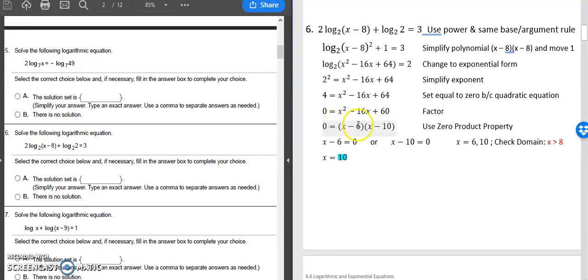We'll have x minus 6 times x minus 10. And now we can use the zero product property. We'll have x minus 6 equals 0 or x minus 10 equals 0. We end up with x equals 6 or x equals 10.